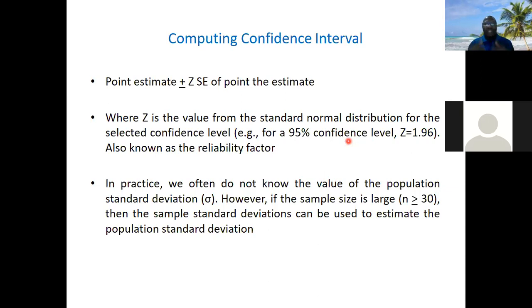Now, how do you compute this confidence interval? It is the point estimate plus or minus that Z you are seeing, which represents the level of confidence or the reliability factor, multiplied by the standard error of the point estimate. For example, you have your point estimate, like the mean value we saw the other time. To calculate the interval estimate for it, you take that point estimate plus or minus a reliability factor multiplied by the standard error.